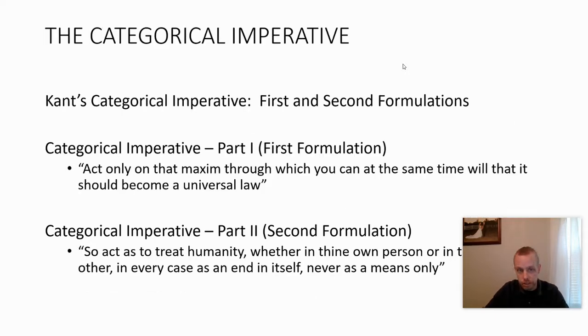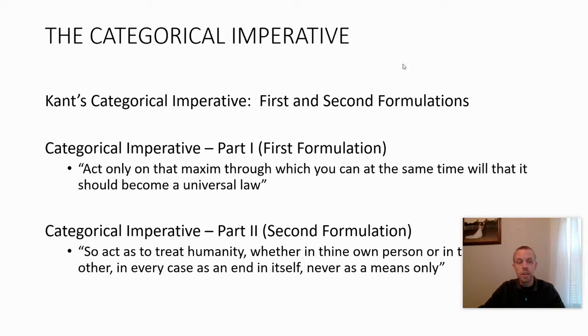Kant's imperatives: there are two parts to the categorical imperative. The first part, act only on that maxim through which you can at the same time will that it should become a universal law. So whatever you do, think of everybody doing it. Would it still work? That is really the first formulation of the categorical imperative.